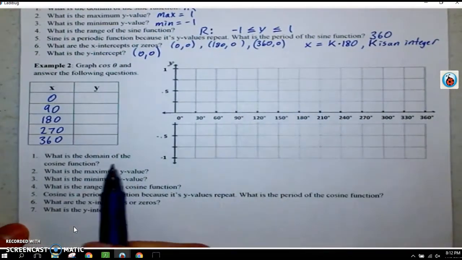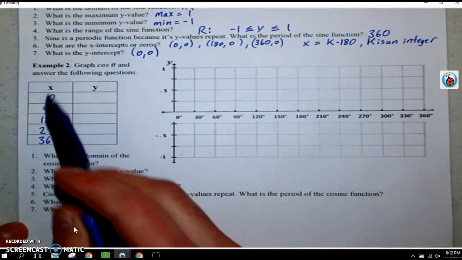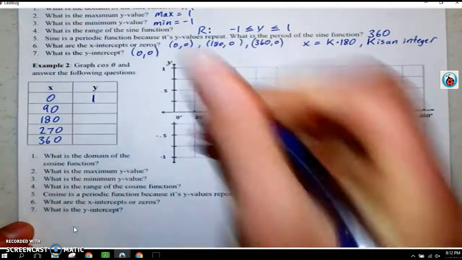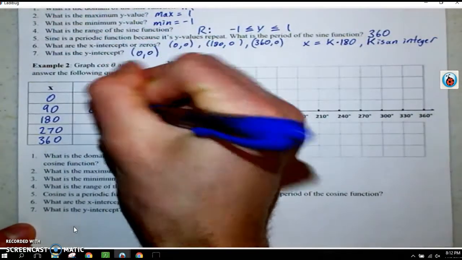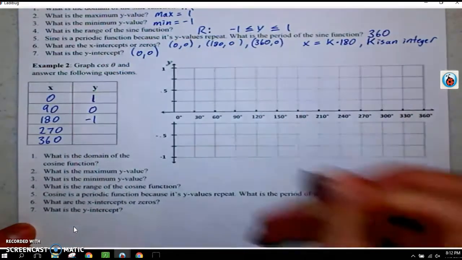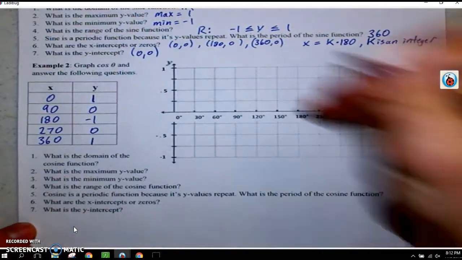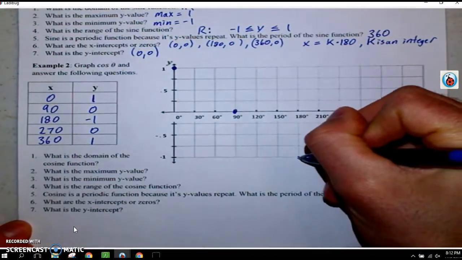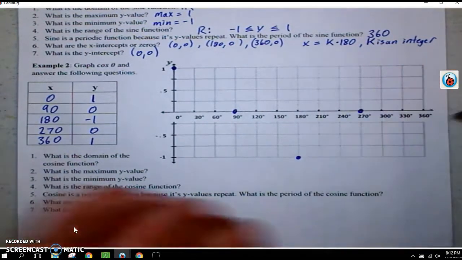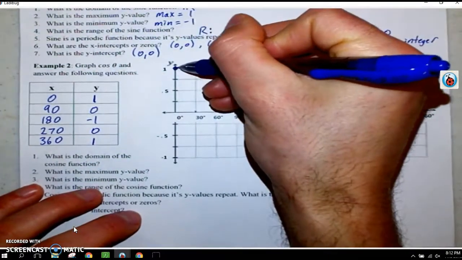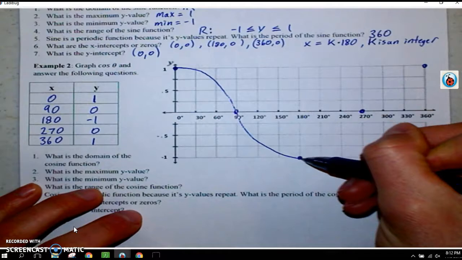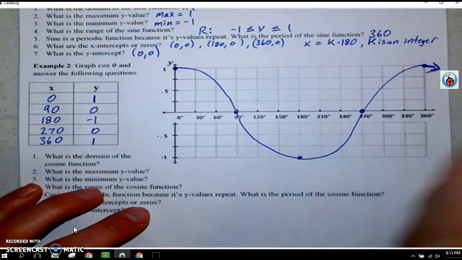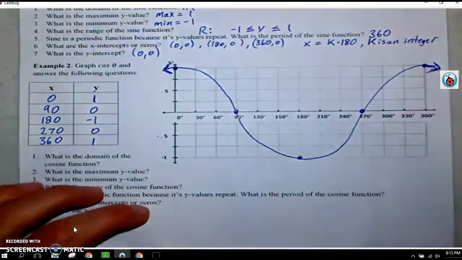With cosine, we want to use the same five x values here: 0, 90, 180, 270, 360. But this time I'm starting at +1 for my y value. Then I go back down to 0, and then all the way down to -1, back up to 0, and then finish where I started. So I start at 0, 1, head on down, then 180, -1, 270, 0, and 360, 1. So I'm going to connect this with a nice curve, and I will extend on both sides with some arrows because it will continue.